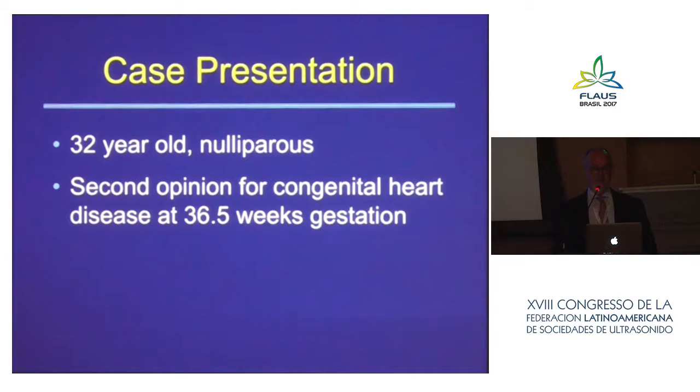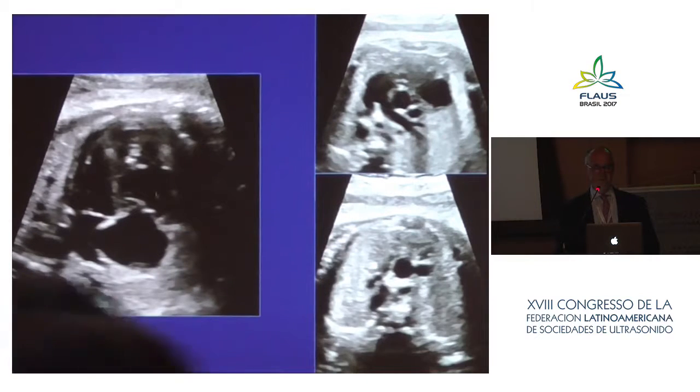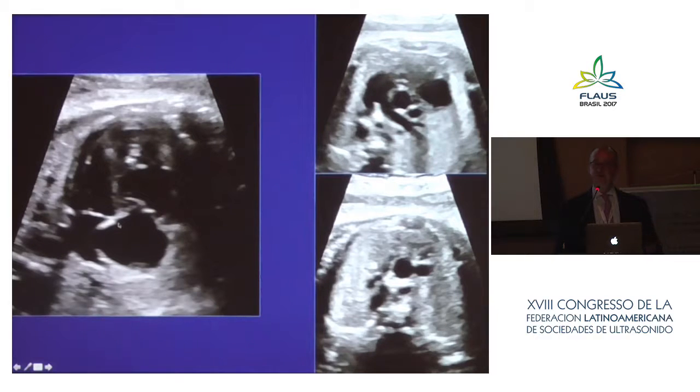Next case is a 32-year-old nulliparous patient, here for a second opinion for congenital heart disease at 36.5 weeks. This is a very interesting case because it was difficult to really figure out what was going on here. The structure of the heart looked normal. We see the four-chamber view, a little bit large if we want to go through our criteria as we systematically evaluate it.